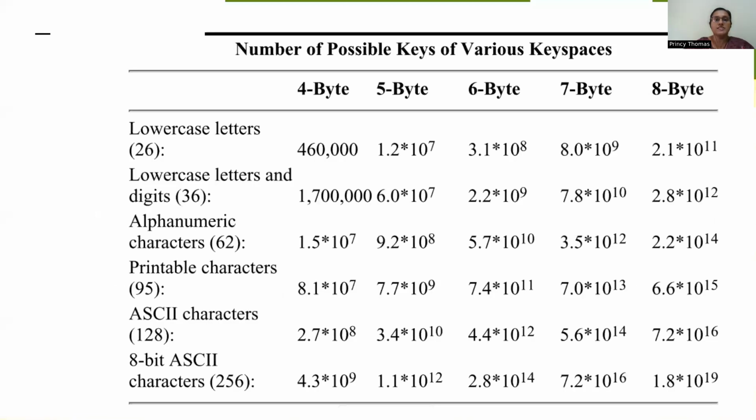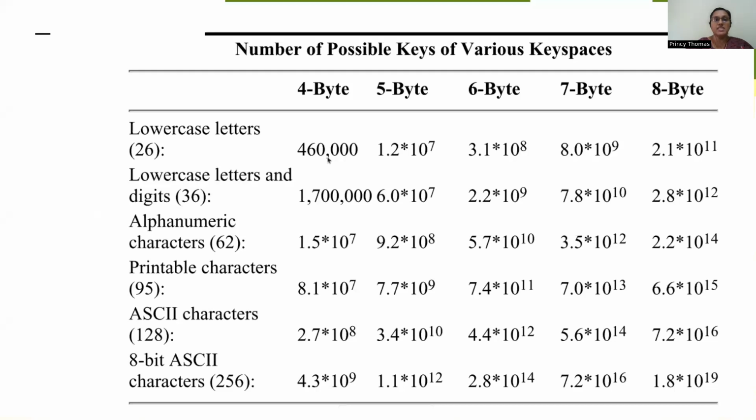Now this is just an example of the number of possible keys for various key spaces. We are looking at 4-byte keys, 5-byte keys, 6-byte keys, 7-byte keys, and 8-byte keys. If my key is only lowercase letters, then in a 4-byte key, the different possibilities are 4,60,000 keys. In 5 bytes, it is 1.2 into 10 raised to 7. In 6 bytes, it's 3.1 into 10 raised to 8. In 7 bytes, it's 8 into 10 raised to 9. And in 8 bytes, it's 2.1 into 10 raised to 11.